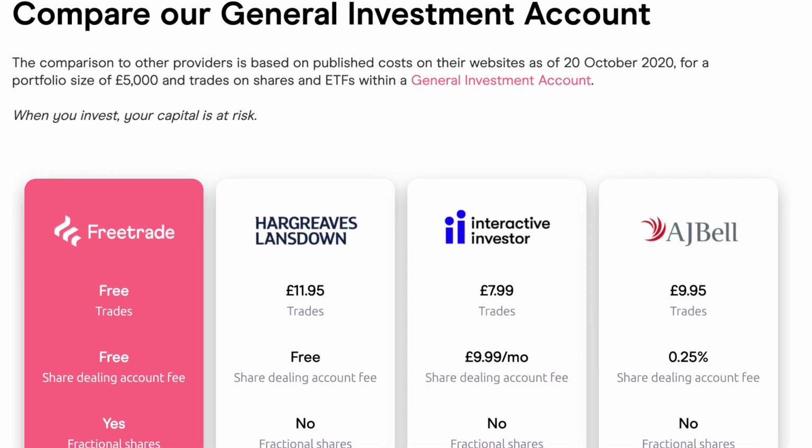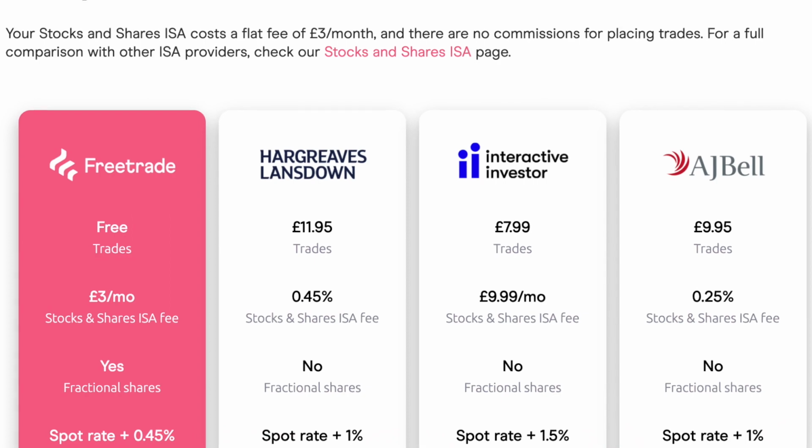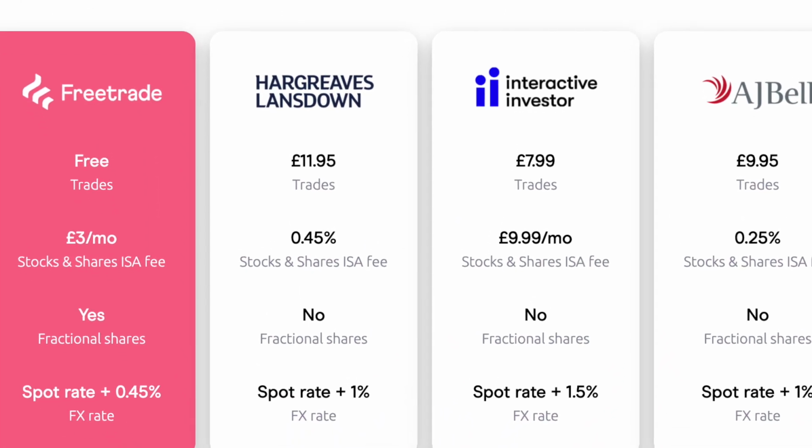At this point, you can choose to open a basic account, a general investment account, or you can open up your stocks and shares account, which is going to be £3 a month. But I do suggest that you do this, and then you're going to be in the app and you're going to have access to all of these awesome features. So let's jump onto my phone. You're going to land here. The first page is your portfolio page.